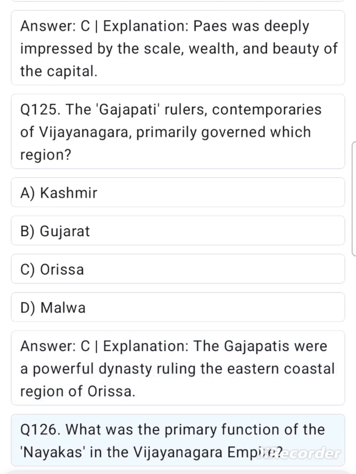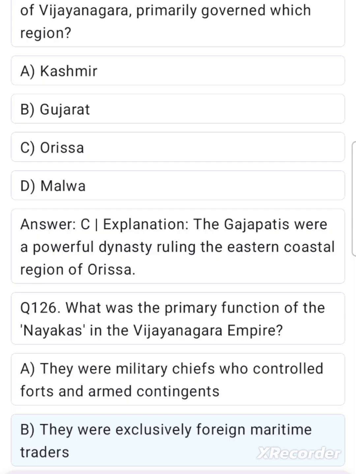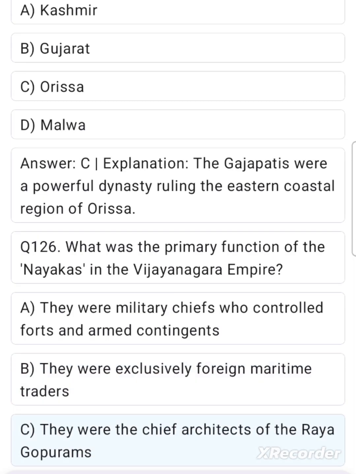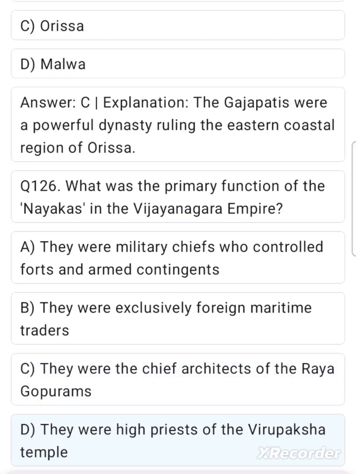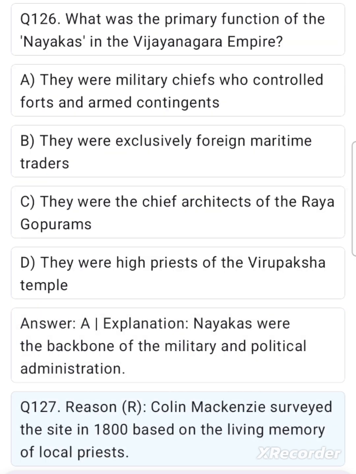Q126. What was the primary function of the Nayaka in the Vijayanagara Empire? A. They were military chiefs who controlled forts and armed contingents. B. They were exclusively foreign maritime traders. C. They were the chief architects of the Raya Gopurams. D. They were high priests of the Virupaksha temple. Answer: A. Explanation: Nayakas were the backbone of the military and political administration.